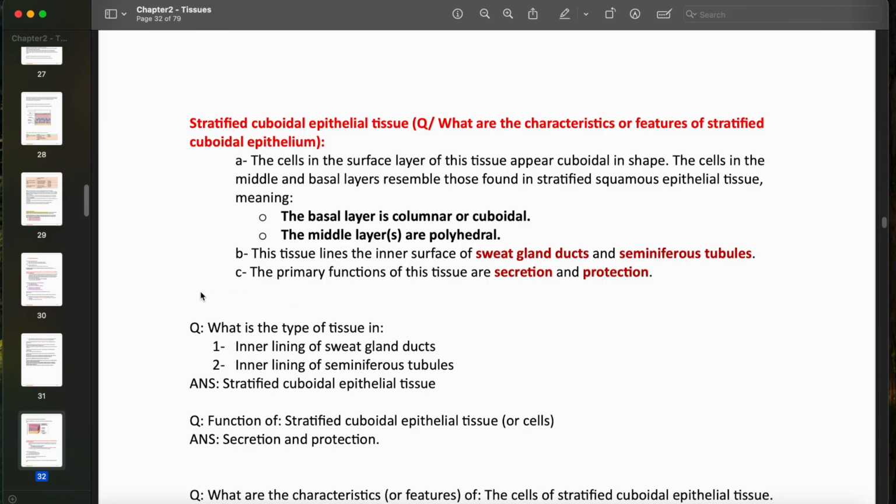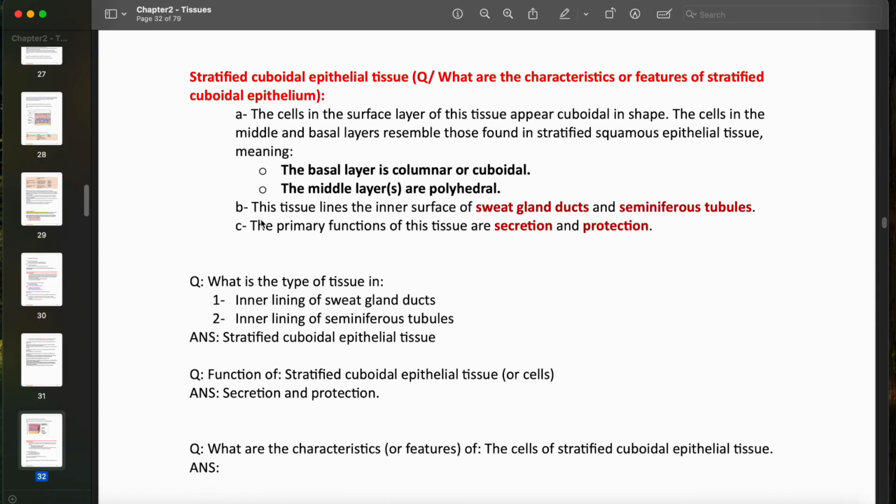The tissue lines the inner surface of the sweat gland ducts and the seminiferous tubules. The seminiferous tubules are the tubules found in the testicle where sperm are produced and then transported to the outside through a lot of ducts. The primary functions of the tissue are secretion and protection.